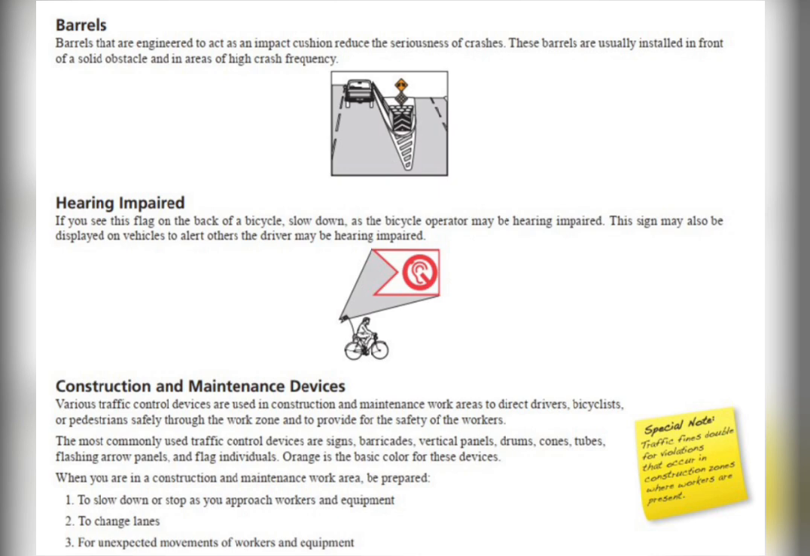Construction and maintenance devices. Various traffic control devices are used in construction and maintenance work areas to direct drivers, bicyclists, or pedestrians safely through the work zone and to provide for the safety of the workers. The most commonly used traffic control devices are signs, barricades, vertical panels, drums, cones, tubes, flashing arrow panels, and flag individuals. Orange is the basic color for these devices. When you are in a construction and maintenance work area, be prepared: 1. To slow down or stop as you approach workers and equipment. 2. To change lanes. 3. For unexpected movements of workers and equipment.